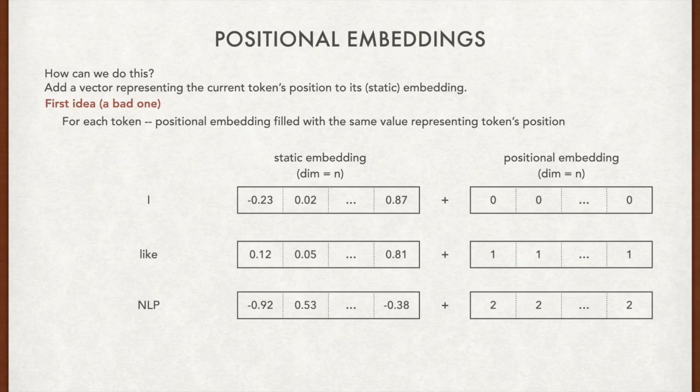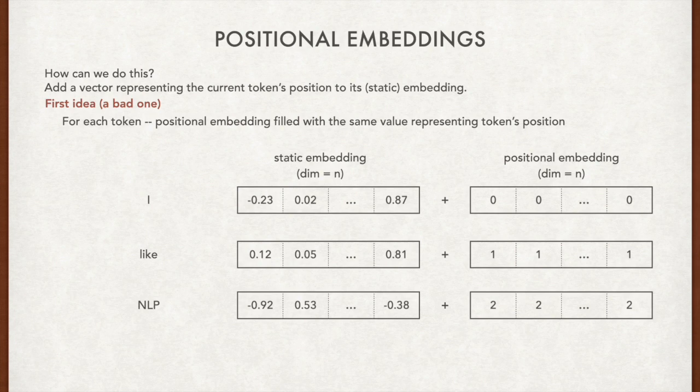What could be the easiest approach to take to inject the positional representation? Theoretically, we could add a vector to our static word embedding that has all values set to the number representing the position of a given word. For example, we add the vector of zeros to the embedding related to the first token. Then we add the vector of ones to the embedding related to the second token. Then we add the vector of twos to the embedding related to the third token, and so on. We could obtain new embeddings preserving the same length that are position aware.